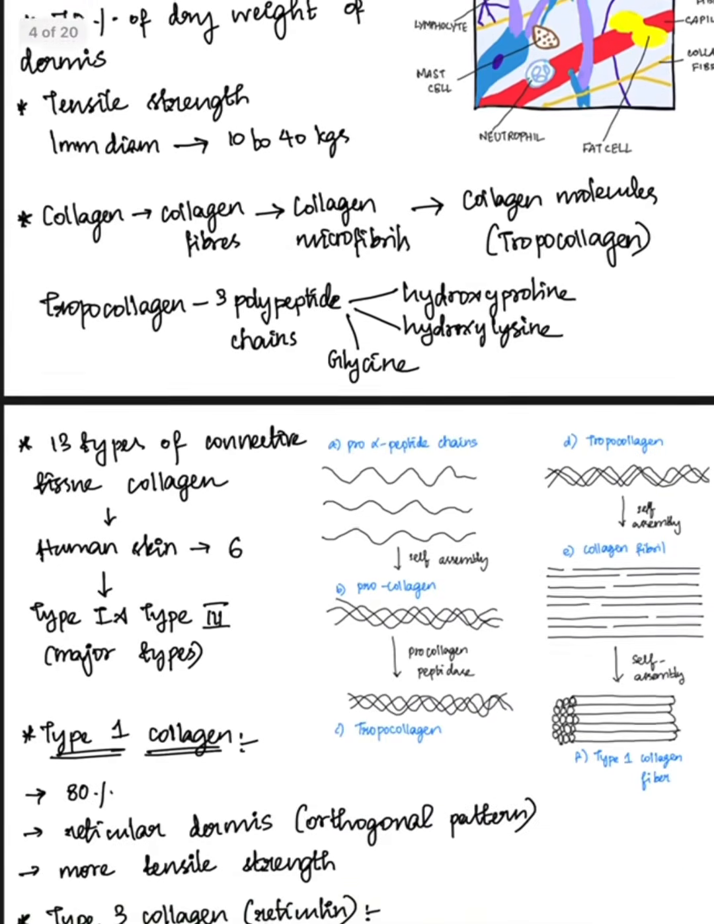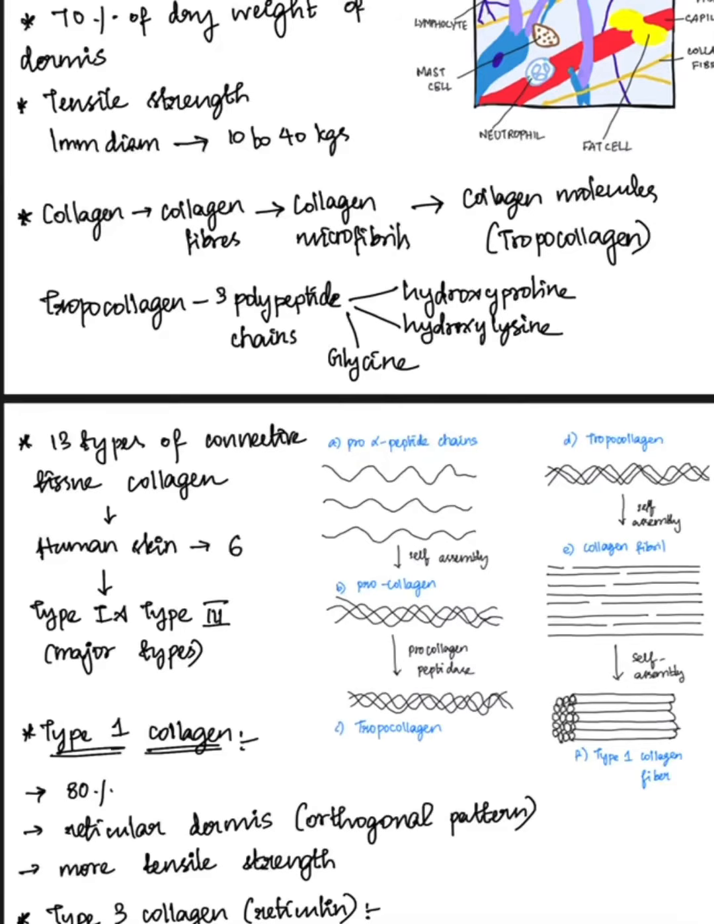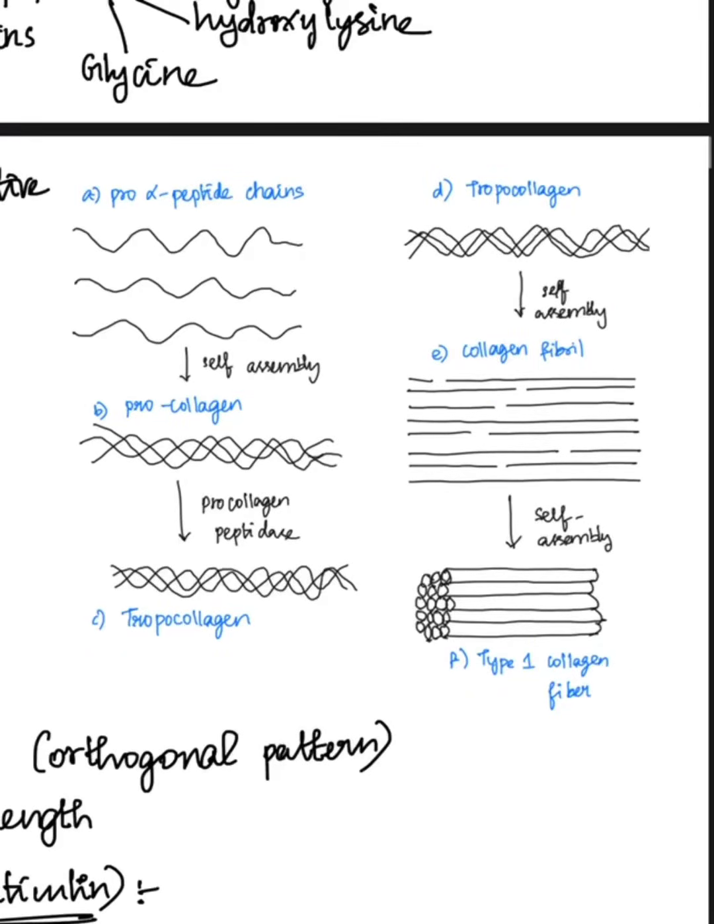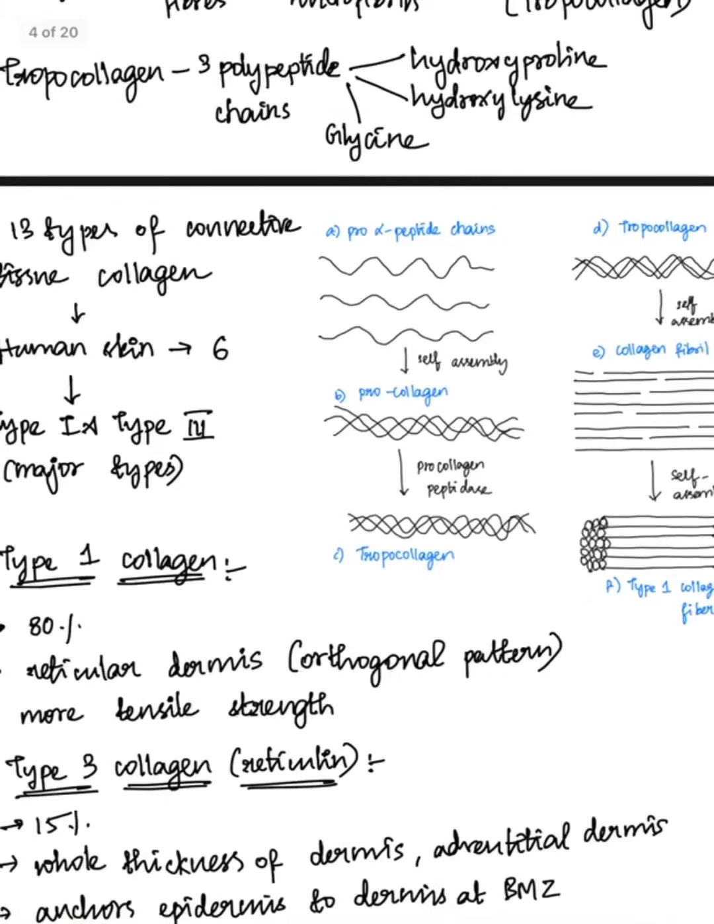Collagen is formed by a group of collagen fibers, which in turn is formed by a group of collagen microfibrils, and each collagen microfibril is formed by a group of collagen molecules, and a single physiological collagen molecule is called tropocollagen. This tropocollagen is made up of three polypeptide chains containing hydroxyproline, hydroxylysine, and glycine. Here you can see the pre-pro collagen, which by self-assembly becomes pro-collagen, and the pro-collagen has a triple helix structure. With the help of pro-collagen peptidase, it becomes tropocollagen, and tropocollagen after self-assembly in two steps becomes a collagen fiber.